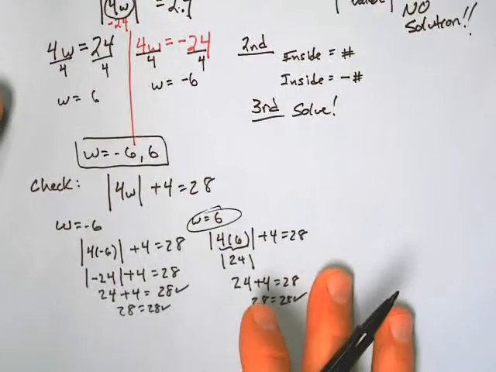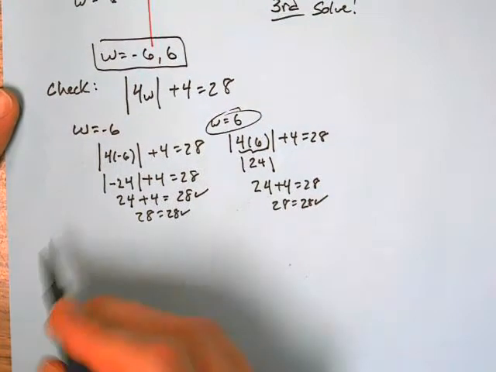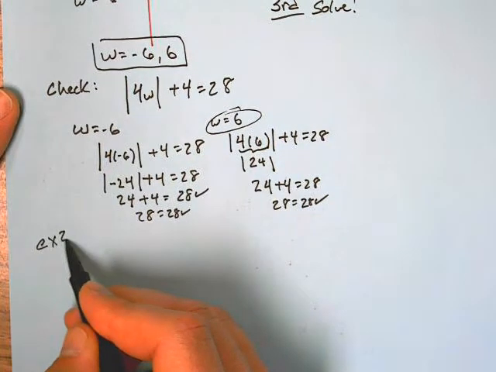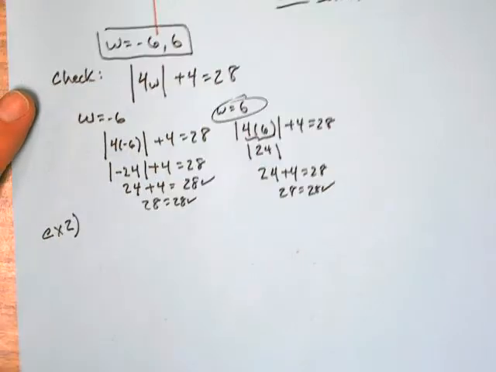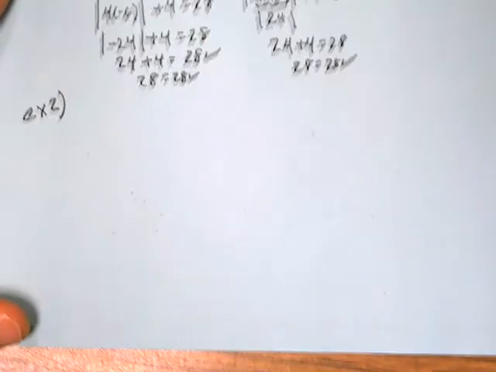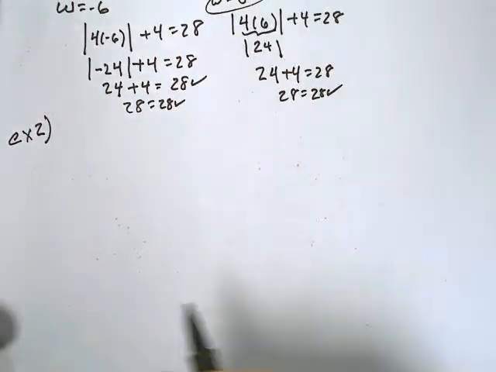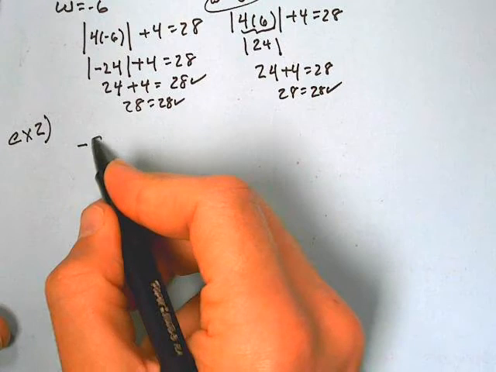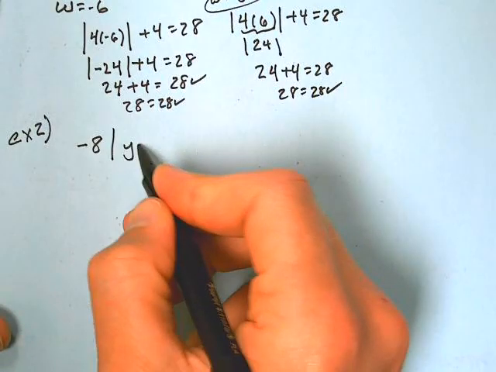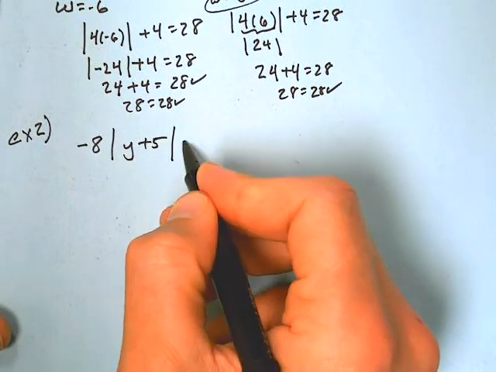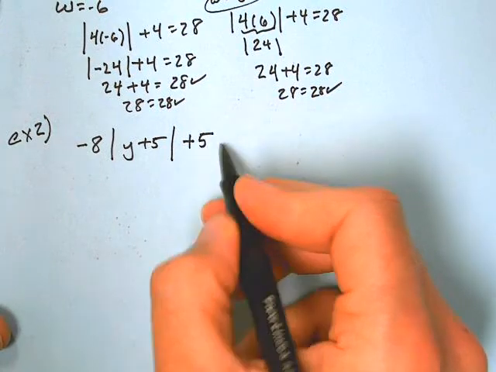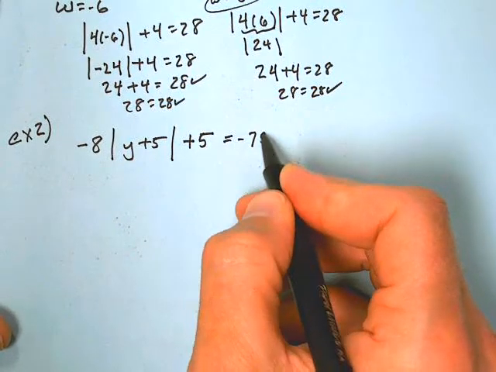I'm going to show you another example that's a little bit more sophisticated. If you could do this one, I think you'll conquer all absolute value problems in ALEKS. So here's the last one I'm going to show you. Okay, let's say I have negative 8 times the absolute value of y plus 5 on the outside equals negative 75.